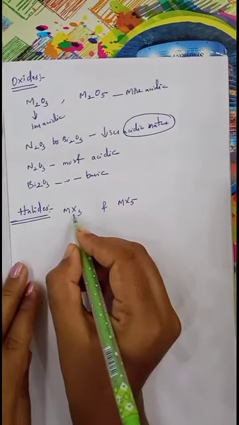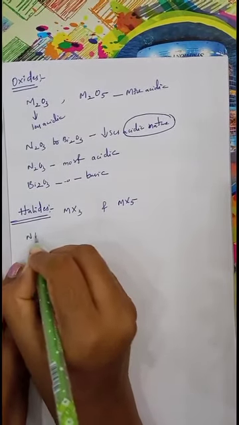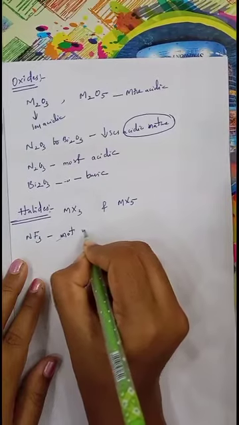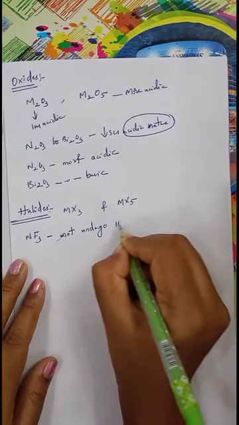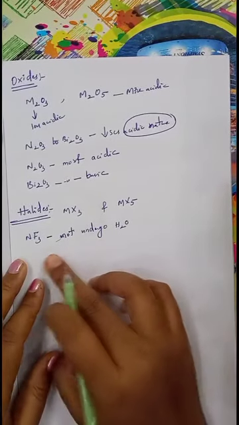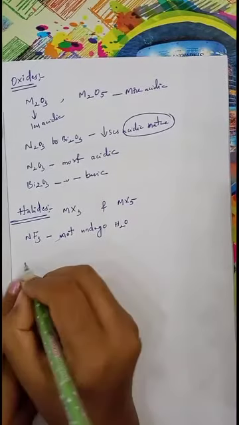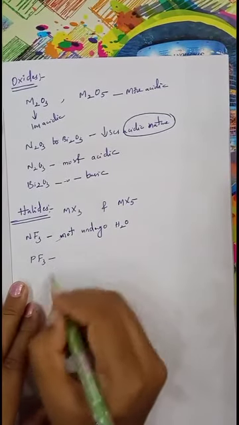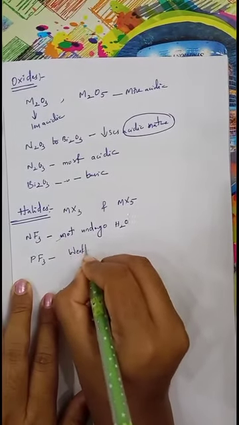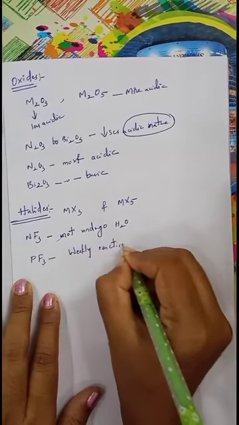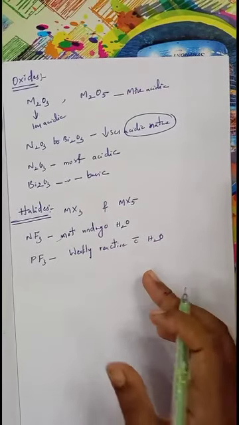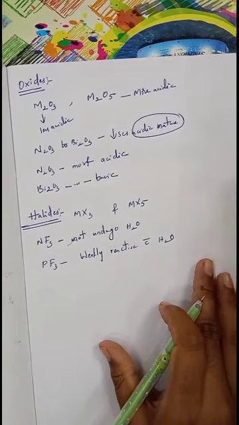So for example, the trihalide formed by nitrogen when it reacts with fluorine is NF3. This NF3 does not undergo hydrolysis, whereas other types of halides of nitrogen can undergo hydrolysis. PF3 is one of the halides formed by phosphorus. This is weakly reactive with water. It can undergo reaction with water, but is very less soluble in water or least reactive with the water.